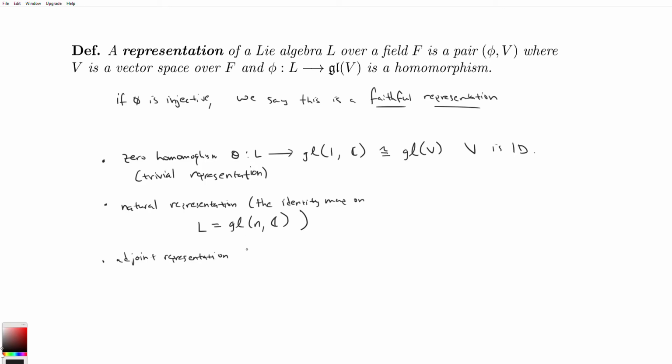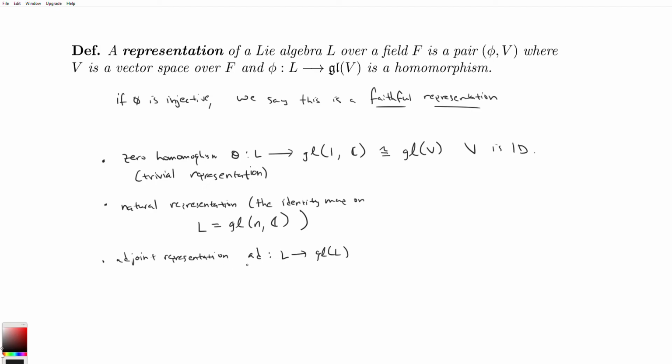Okay, and so recall that we actually already looked at this. This is the map ad that sends L to GL of L, where we look at L as a vector space. And so this map is the gold standard of maps. This is the map we'll always talk about. And so let's actually check that this is a homomorphism.